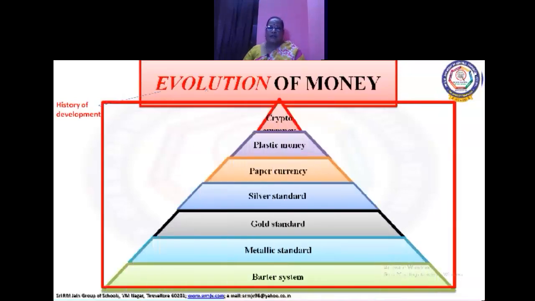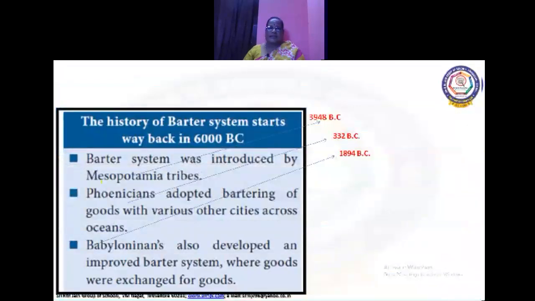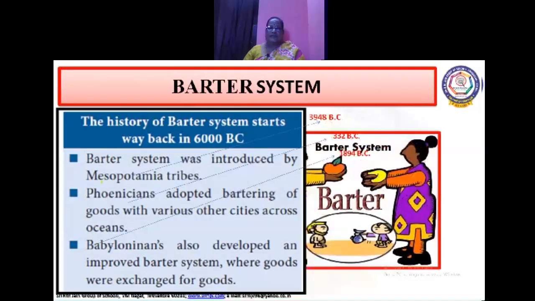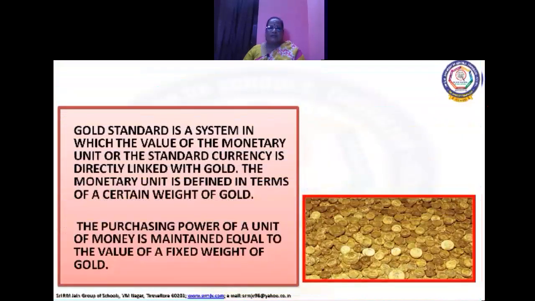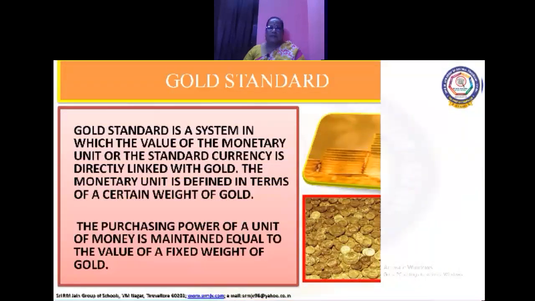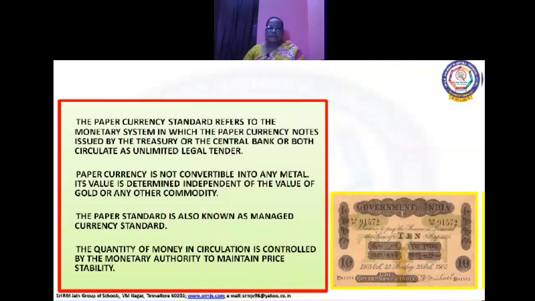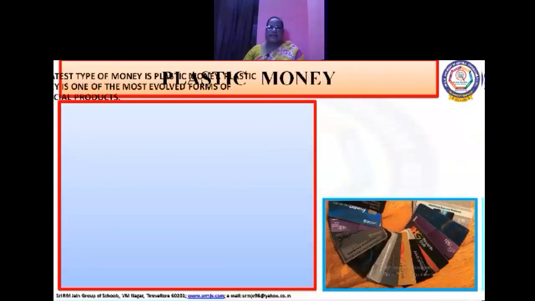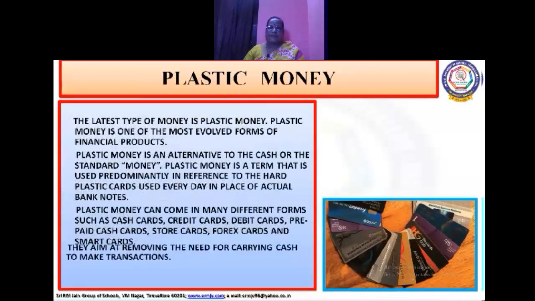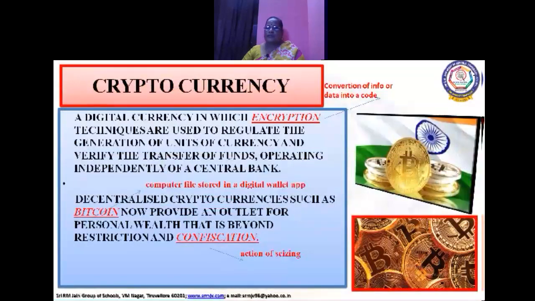how it has evolved from barter system to cryptocurrency, that is, first barter system, then metallic standard, then gold standard, then silver standard, then paper currency, then plastic money, then cryptocurrency.